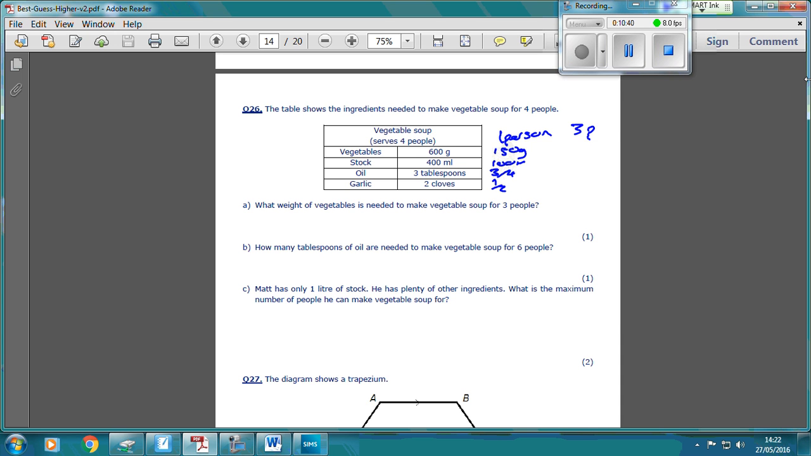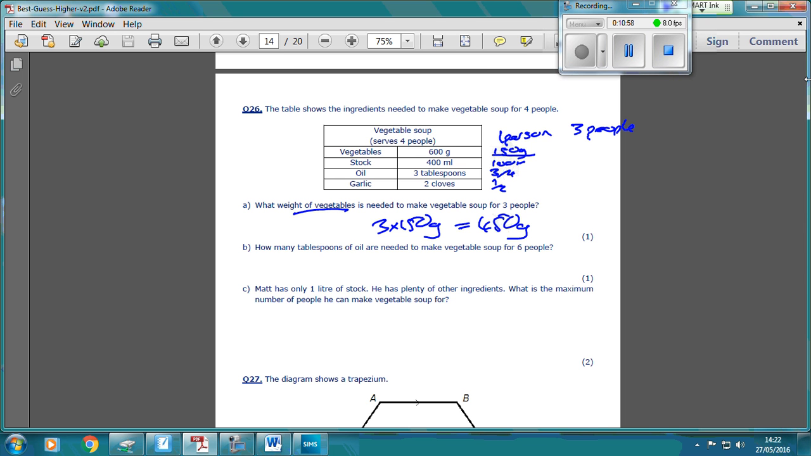So for 3 people, we need 3 lots of it. So we're just looking for the vegetables. If 1 person is 150 grams, 3 lots of that is going to be 3 lots of 150 grams, which equals 450 grams of vegetables.